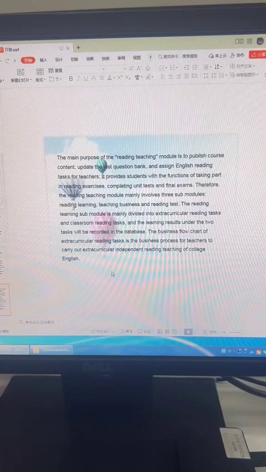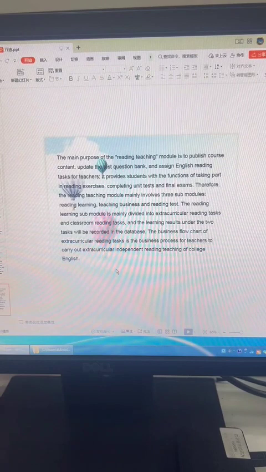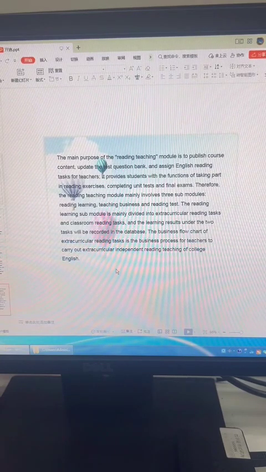The reading learning sub-module is mainly divided into extracurricular reading tasks and classroom reading tasks, and the learning results under the 2 tasks will be recorded in the database. The business flow chart of extracurricular reading tasks is the business process for teachers to carry out extracurricular independent reading teaching of college English.